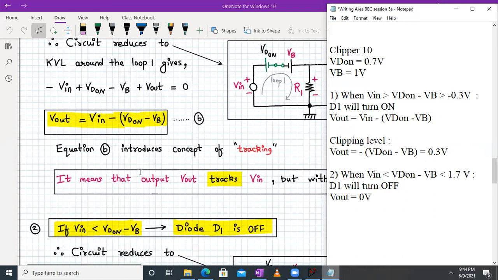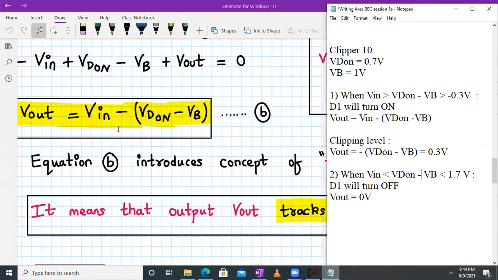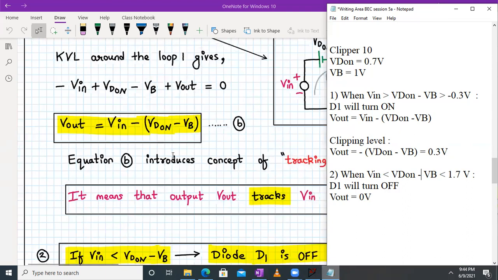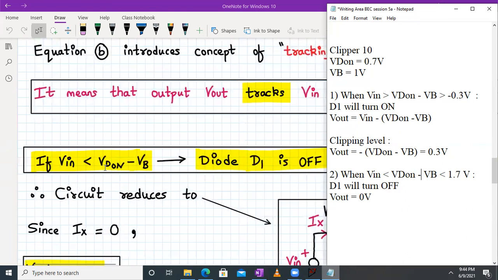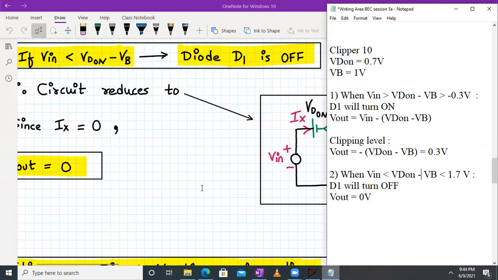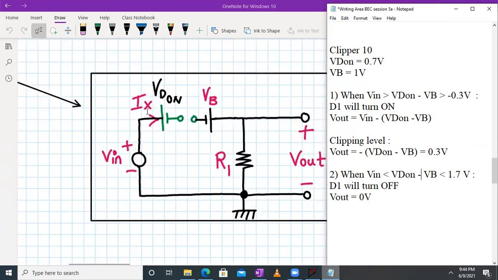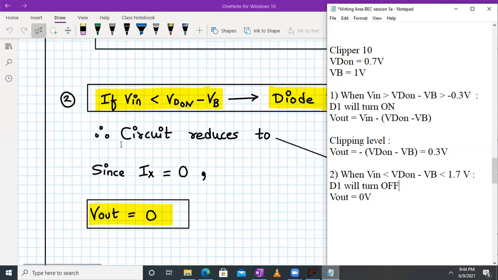So again, what can we say? The output tracks the input, but with a shift of VD on minus VB. So that's what the concept of tracking means over here. For the other side, when Vin is less than VD on minus VB, what will happen? The diode D1 will be off and the circuit will reduce to this. So we have Ix equal to 0, so no current will be flowing through R1. So output voltage Vout will be 0. So the story is the same over here. Now this is easier to identify, when the diode is turning on and off.